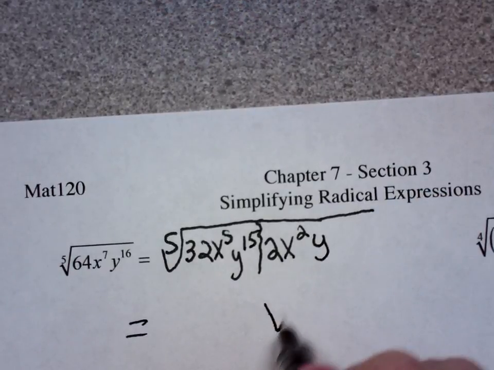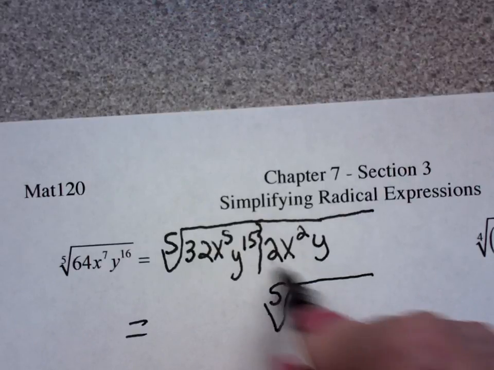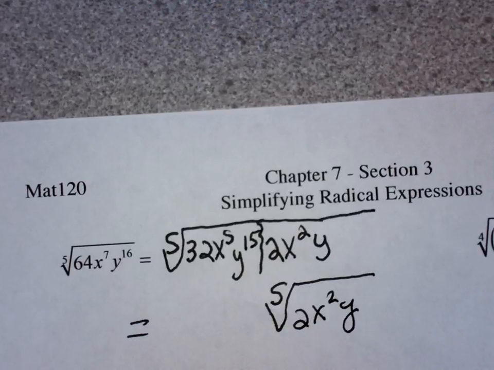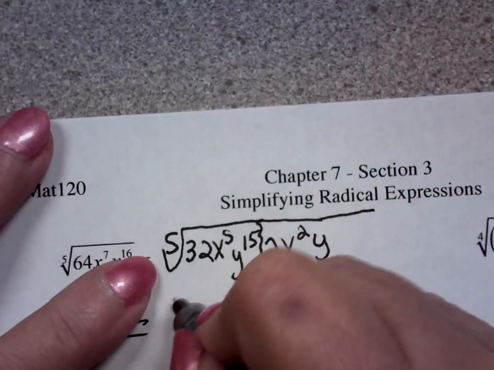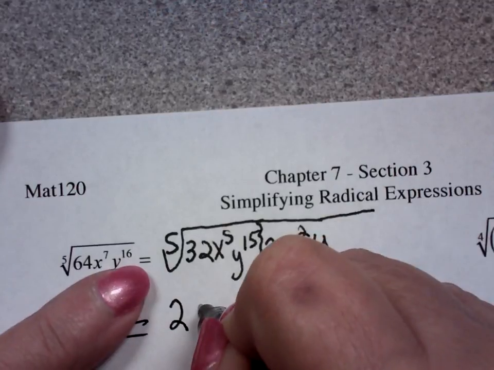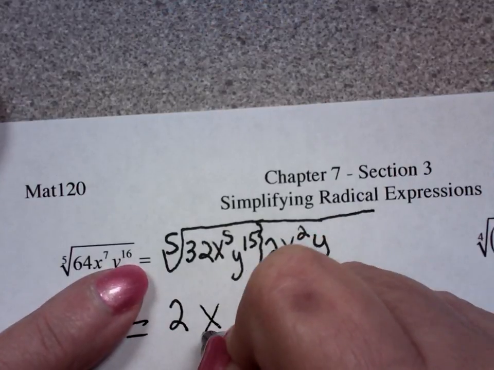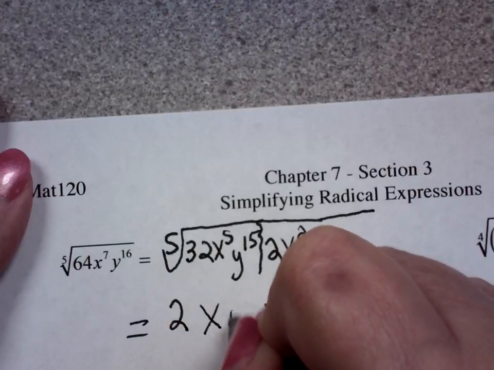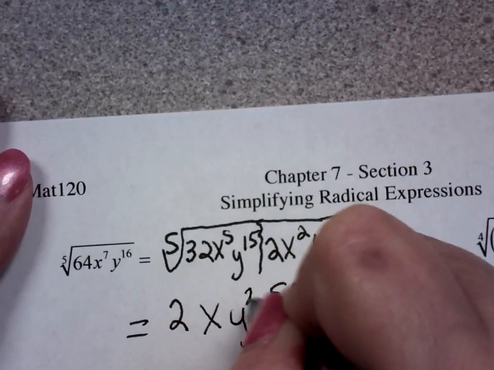So the leftover is 2x squared y. That's what's left under the radical. Fifth root of 32 is 2, fifth root of x to the fifth is x, fifth root of y to the 15th is y to the third.